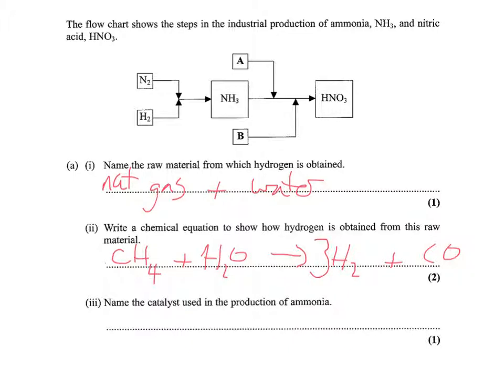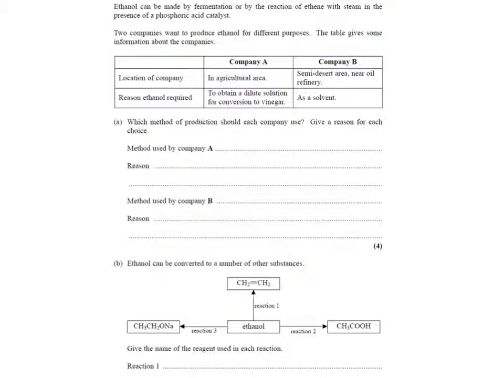And another knowledge recall question: name the catalyst used in the production of ammonia. It said name it, so we can't use a symbol. It's got to be iron. And on to the next question.